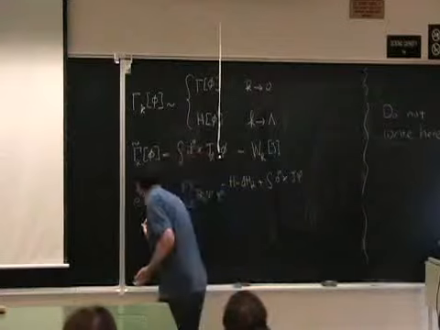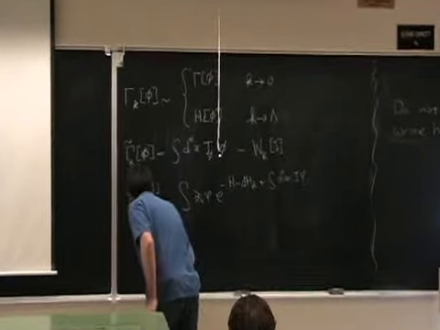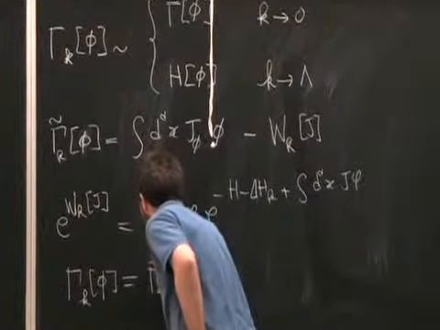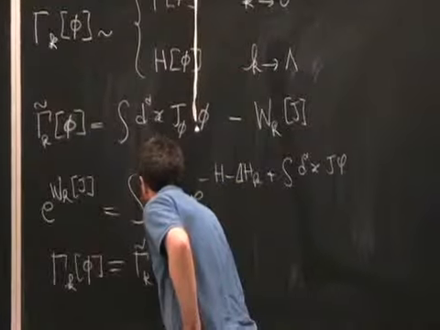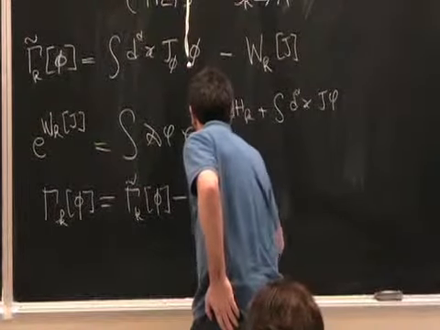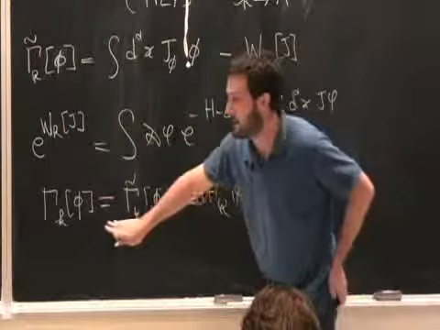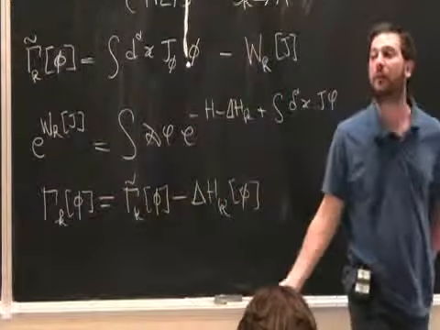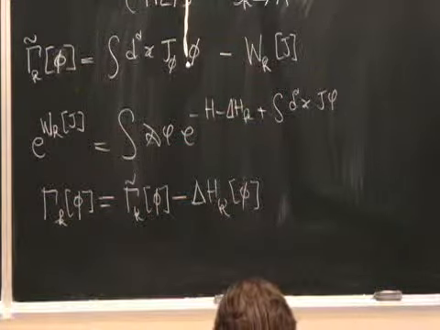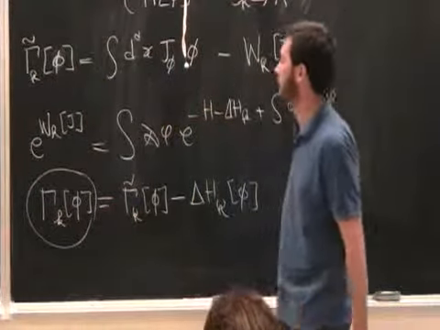So the usual approach is to define gamma k not as the Gibbs free energy, but as the Gibbs free energy minus delta H_k. In this way, this functional at big k goes to the Hamiltonian. Okay? So this is the functional we will look at.